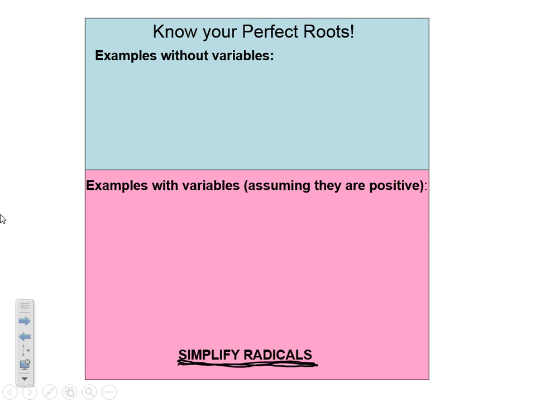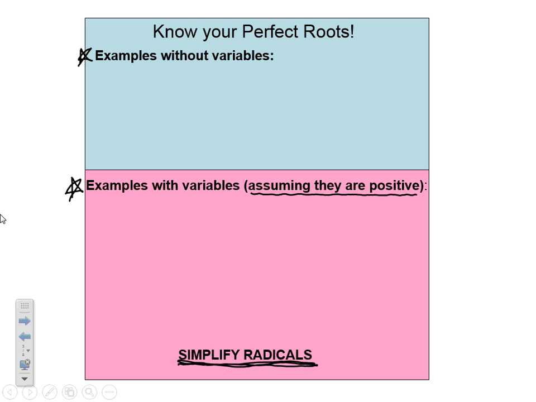I would like you guys to put in two titles for me. I would like you guys to put in examples without variables on the top, and I need you to put in a title for the bottom part. It's going to be examples with variables. And we're going to be assuming they are positive. So that's very important. I need you guys to put both those labels on there. We're going to do 4 examples in each section, okay? So we're going to have 4 examples without variables and then 4 examples with variables.